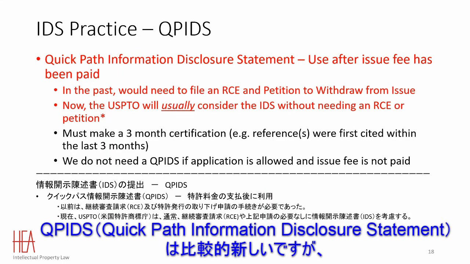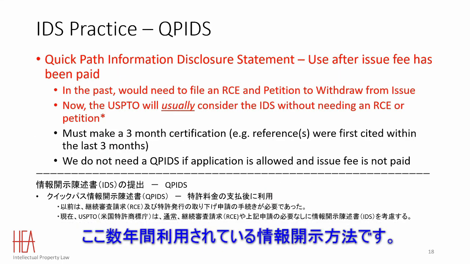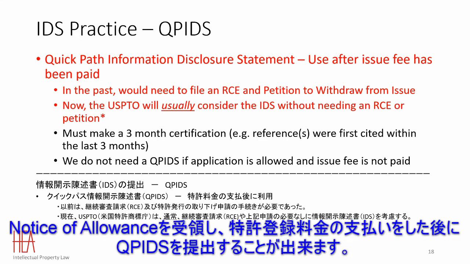QP IDS, this is relatively new. It's been around for a few years. After we get the notice of allowance and we pay the issue fee, we're allowed to do a QP IDS, Quick Path Information Disclosure Statement.